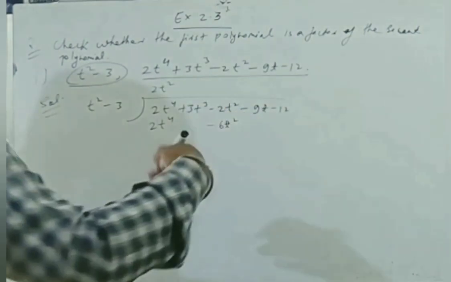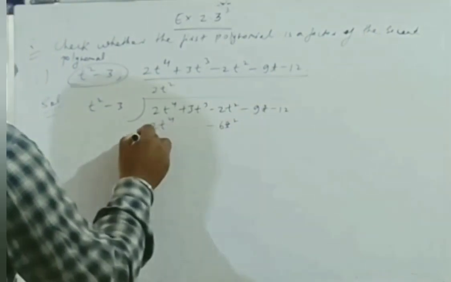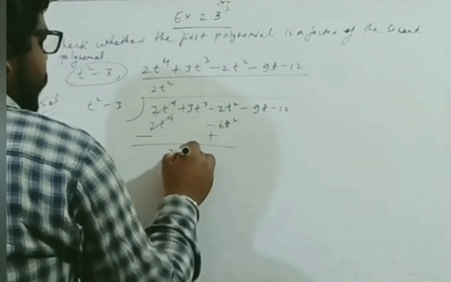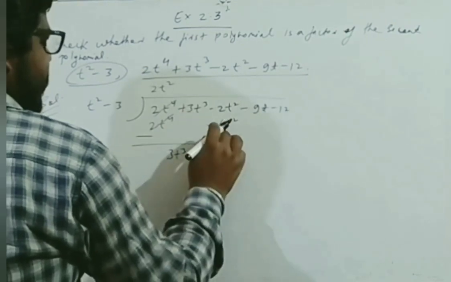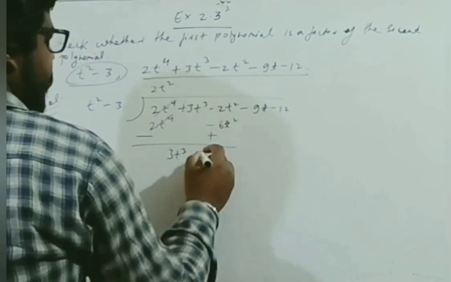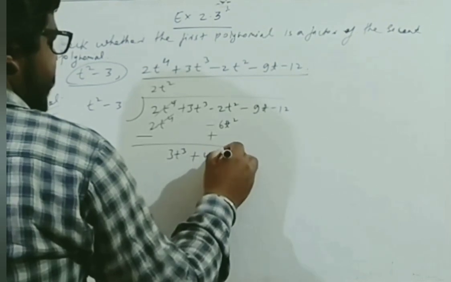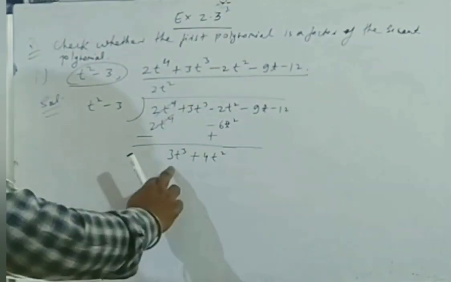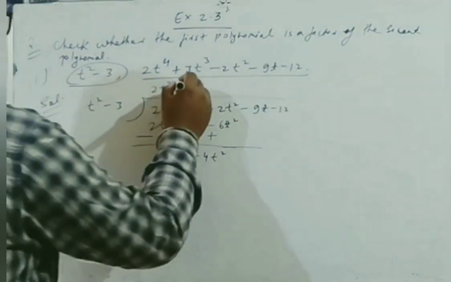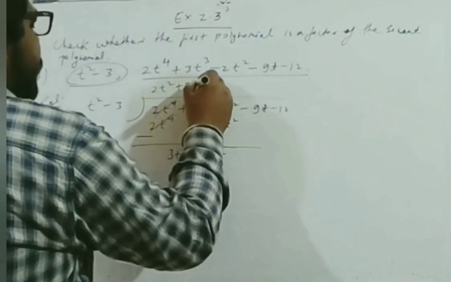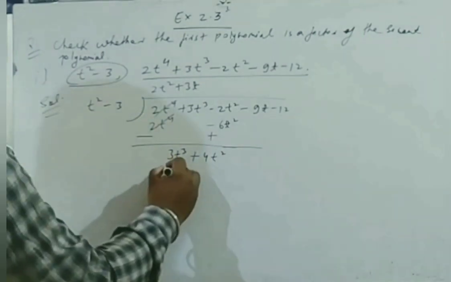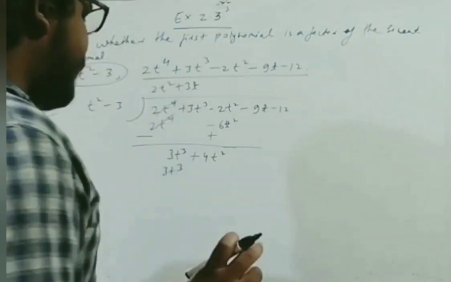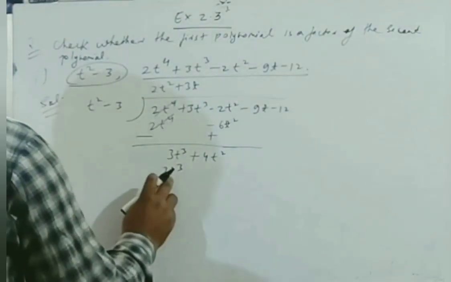We discussed earlier that we have to write like terms together. Then change the sign, minus plus. So these two cancel out. 3t cube as it is, there is no like term. Then minus 2t square plus 6t square gives 4t square. Then 3t cube: t square plus 3t you can use, since 3t into this is 3t cube. The main thing is that you just have to make the first term the same.